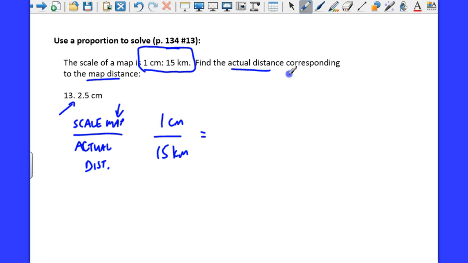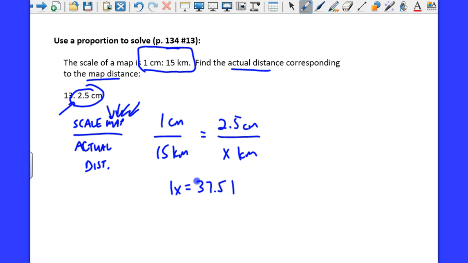So what they're asking me is if I have 2.5 centimeters on the map, see it's right here, keep drawing arrows to it, that's the map measure, 2.5 centimeters on the map, how far would that be? How many kilometers would that be? Crisscross and find out. 1 times x, guess what that is? We like 1x because that's all we have to do. 15 times 2.5 is 37.5 kilometers.